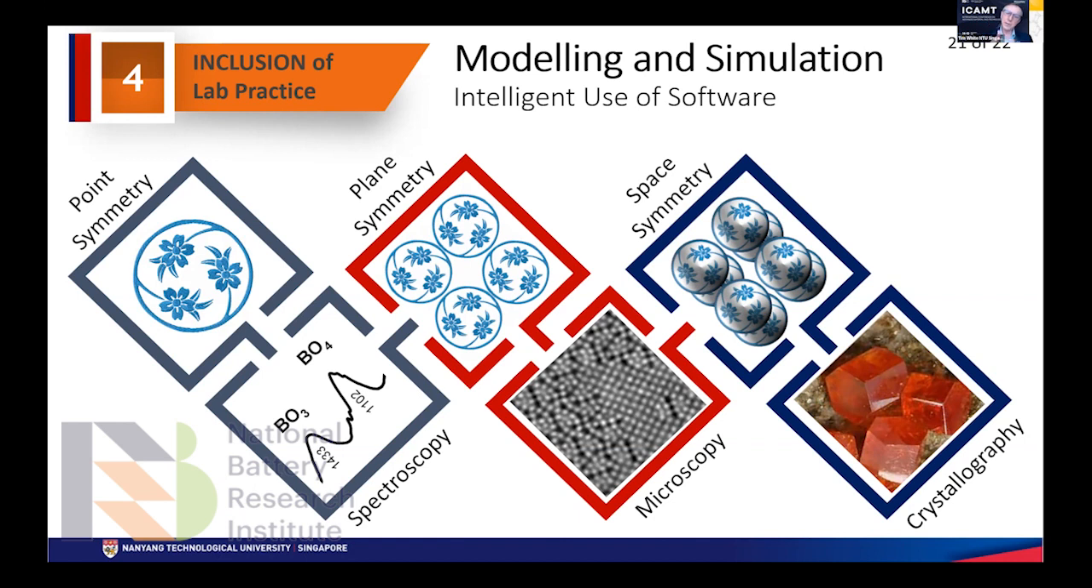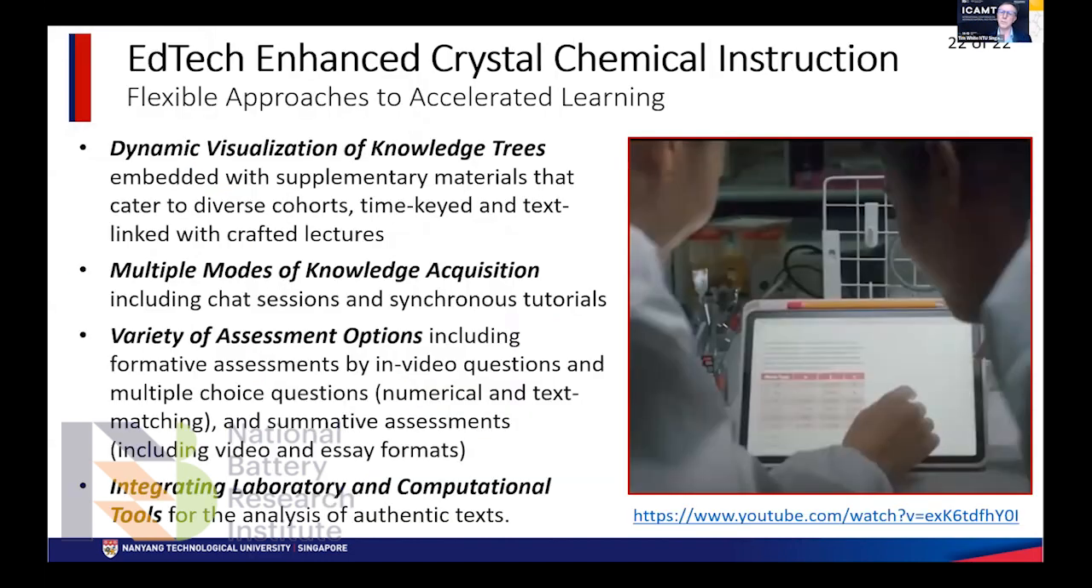And of course, if you want to simulate spectra, if you want to simulate microscope images, which are essentially plane cross sections, whether it be AFM or TEM, you need to understand the symmetry so that it's not rubbish in, rubbish out. You put in the correct information. Of course, the same is true for crystallography. So this is where we want to get to. We don't want the students to be crystallographers in any sense of the word, but we want them to have an intuitive feel for what will make sense.